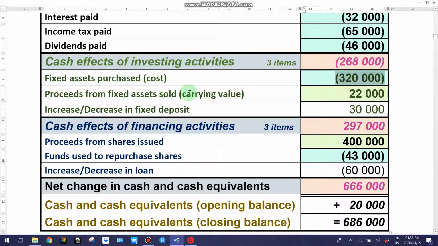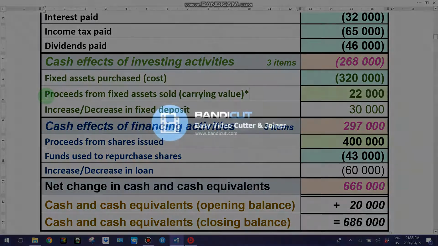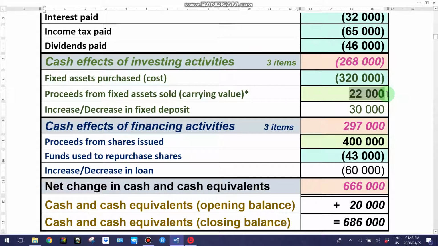Then the second one, proceeds from fixed assets sold. When we sell fixed assets, now this is a special point that you need to know for grade 12, right? Let's put an asterisk there, because remember, it is a special condition that we have placed in here to make the cash flow statement a little bit simpler for us. What we are saying is that when sold, we are always going to show this amount at carrying value. So this is an assumption. We are saying that whenever we sell fixed assets, we are going to sell it at its carrying value.